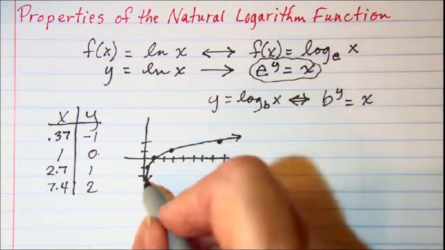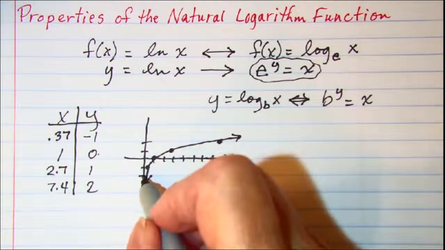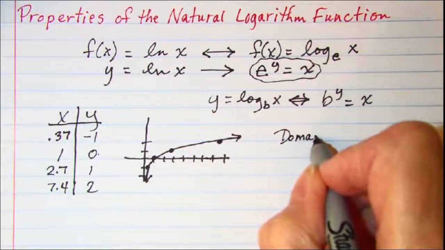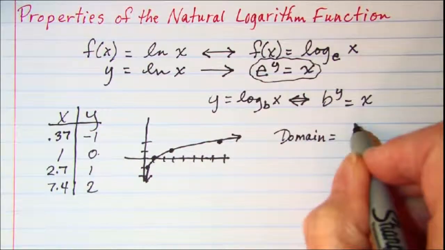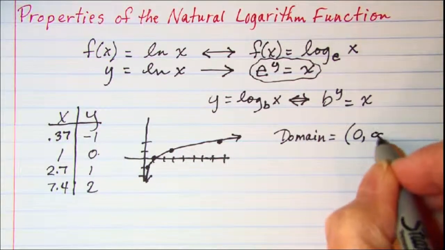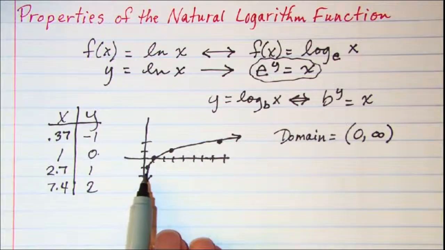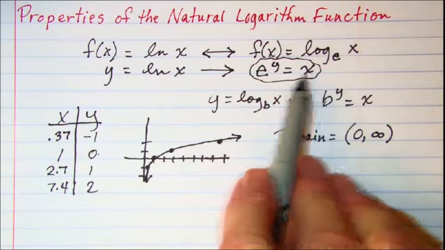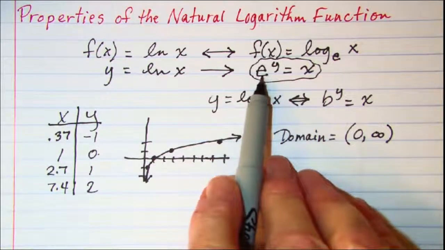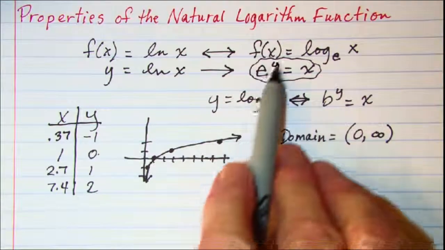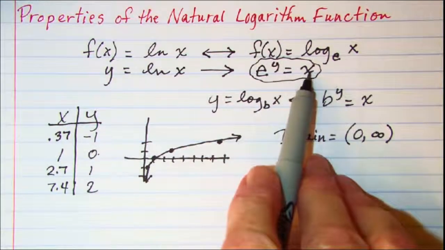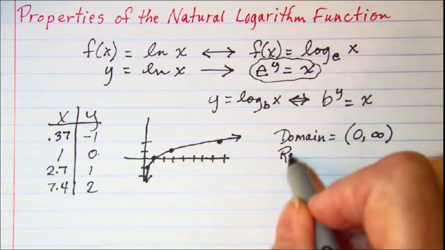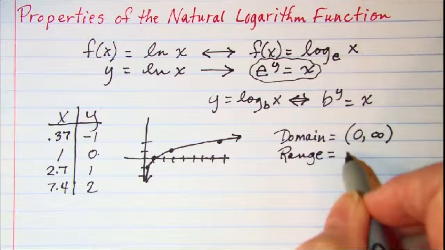And we can see that it's asymptotic to the y-axis. So my domain is just from 0 to infinity. I can't have an x value that's equal to 0 because e is a constant greater than 1, and raising that to any power is going to give me a number that's greater than 0. My range is all real numbers.